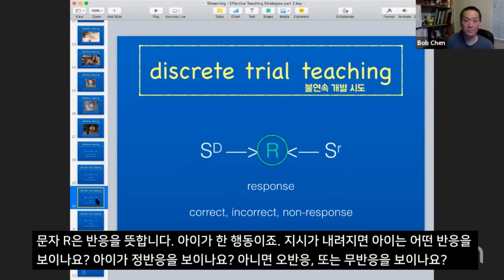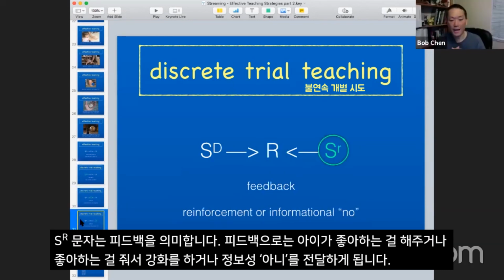R is the response. So what does the child do? Do they do the right thing? Do they do the wrong thing? Do they not do anything at all? And the SR is the feedback that we give the child, whether it be us reinforcing them and doing things with them that they really enjoy, or giving them things that they really enjoy, or it's the informational no.